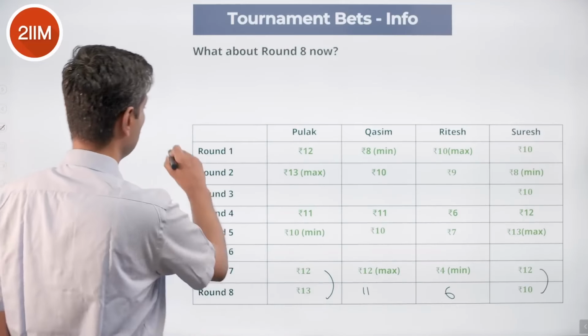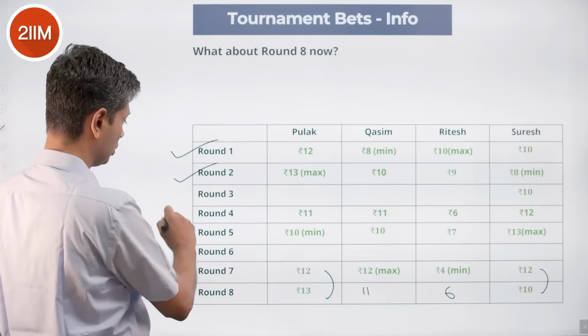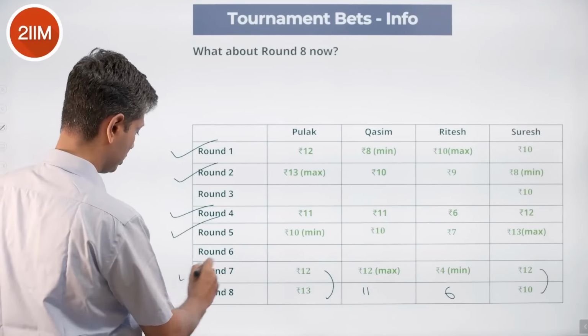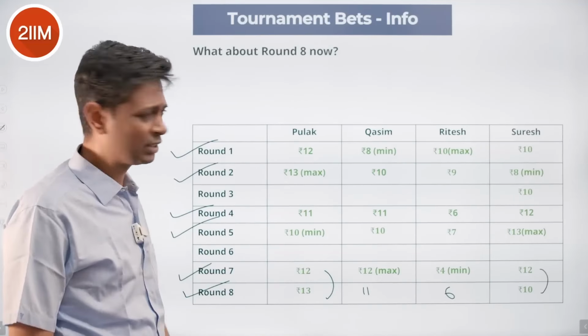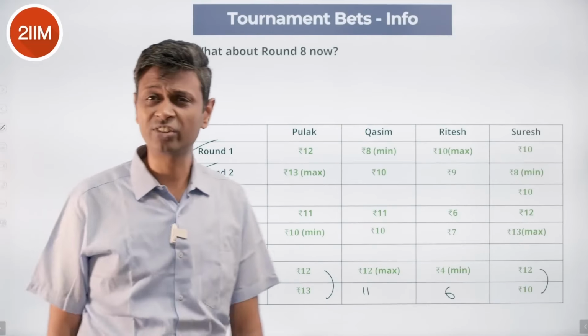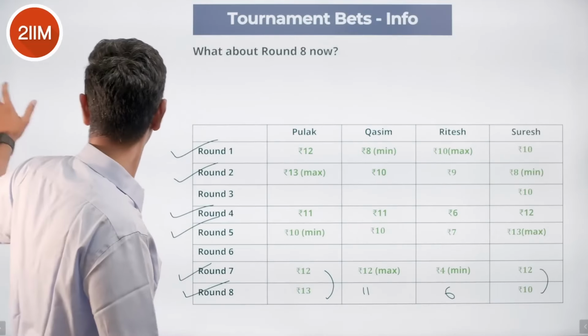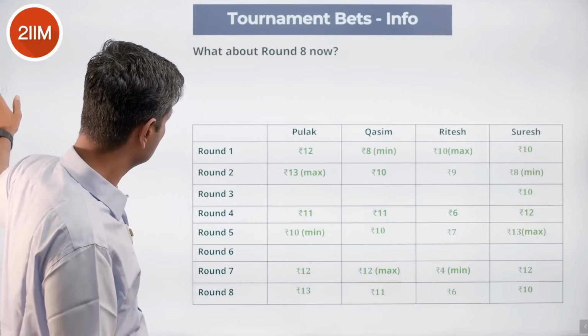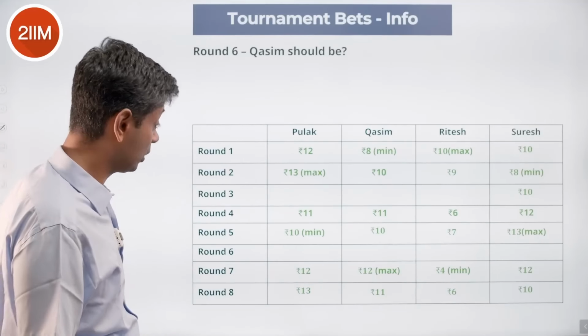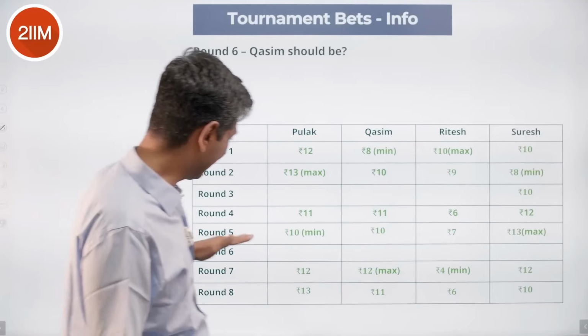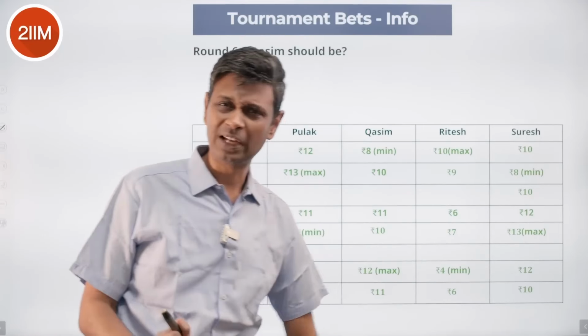Lovely. So we got round 1, round 2, round 4, round 5, round 7, round 8. We need to figure out only rounds 3 and 6. Out of the 8 rounds, 6 are in the bag. Nice. Round 6. Think about round 6. Nothing is filled in. Maybe we'll have some joy here.